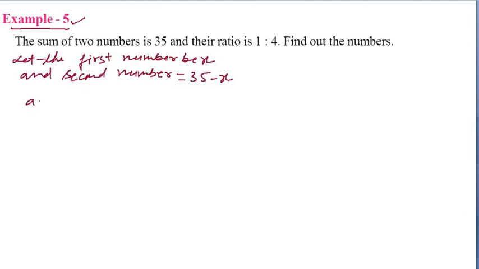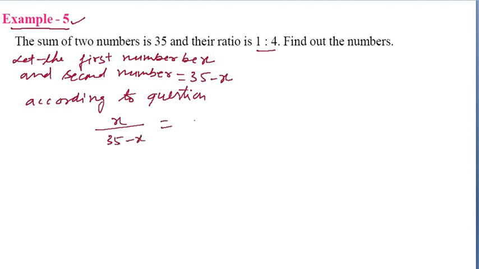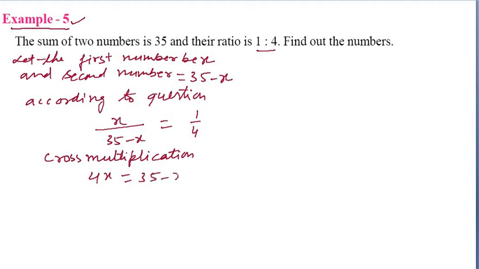So according to the question, their ratio is 1:4. It is given here. So x upon 35 minus x will be equal to 1 upon 4. Now do the cross multiplication. That means 4 multiplied by x is 4x, and 1 multiplied by 35 minus x. So this becomes 35 minus x.